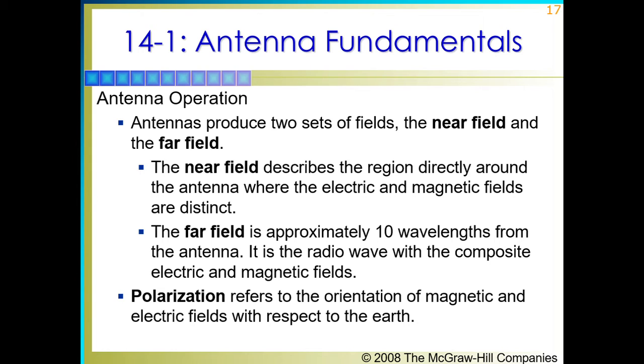Polarization refers to the orientation of magnetic and electric fields with respect to the Earth. If an electric field is parallel to the Earth, the electromagnetic wave is said to be horizontally polarized. If the electric field is perpendicular to the Earth, the wave is vertically polarized. Antennas that are horizontal to the Earth produce horizontal polarization, and antennas that are vertical to the Earth produce vertical polarization.